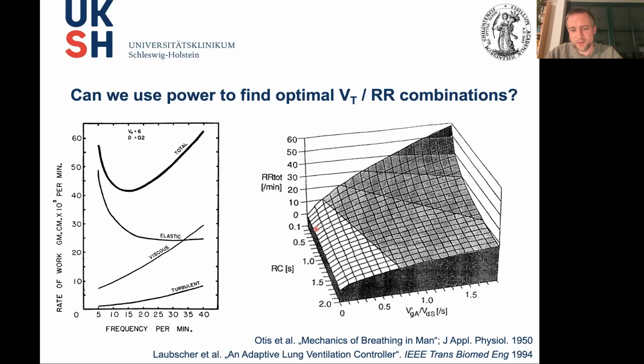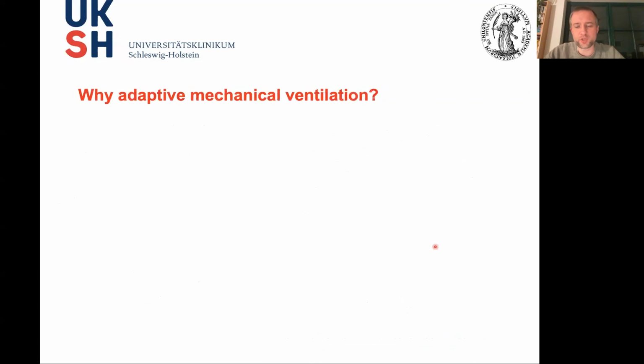So when you have a very low time constant, which is a stiff lung, so to speak, then you will get high respiratory rates very quickly. Whereas when you have a high time constant, which is a more compliant lung, maybe with a higher resistance, then you will get lower respiratory rates. So yes, in general, it is possible to automatically identify the ideal respiratory rate and tidal volume combinations according to mechanical power.